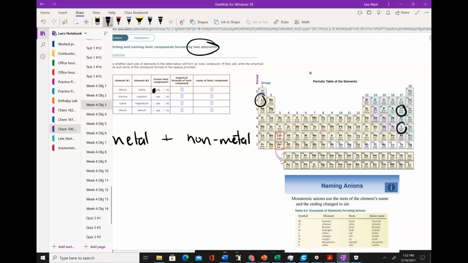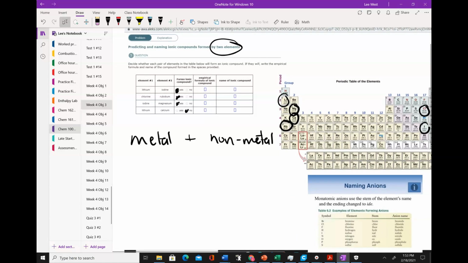Chlorine is a non-metal, and rubidium, not ruthenium, rubidium, Rb, is a metal. So yes, that can form an ionic compound. Iodine, we know, is a non-metal, and magnesium is a metal, so that pair can form an ionic compound. And finally we've got lithium, which is a metal, with calcium, which is also a metal, so therefore no, they can't form an ionic compound. So that's 1/3 of your points, right?